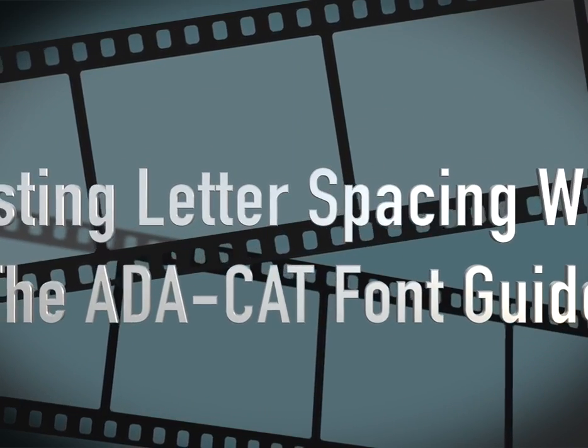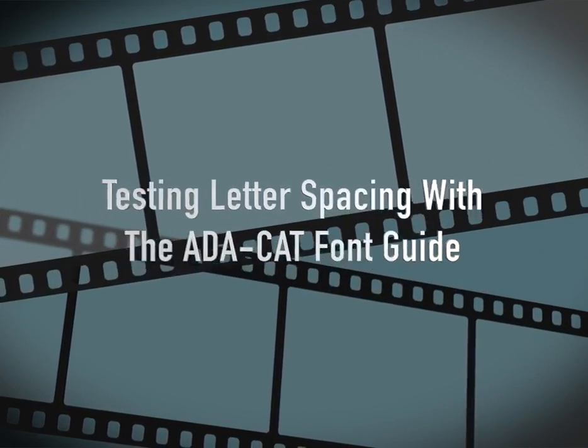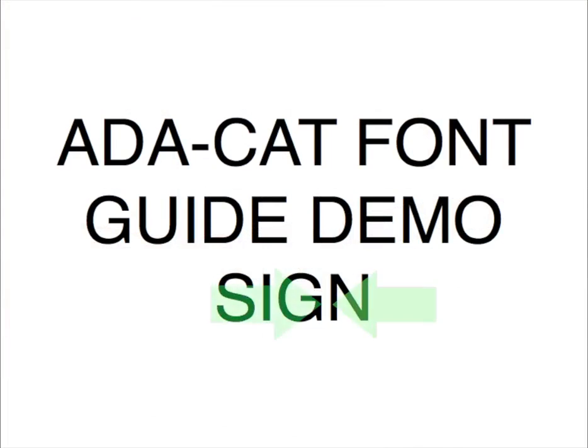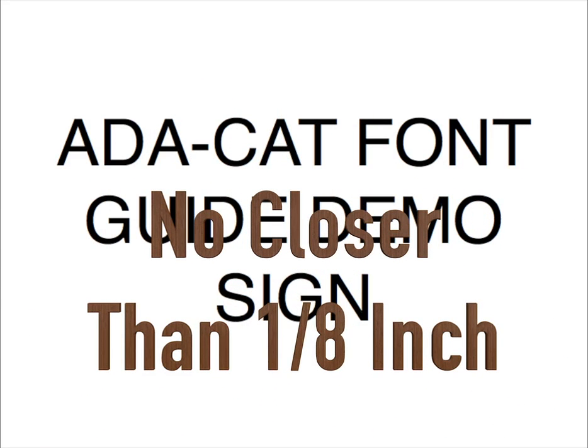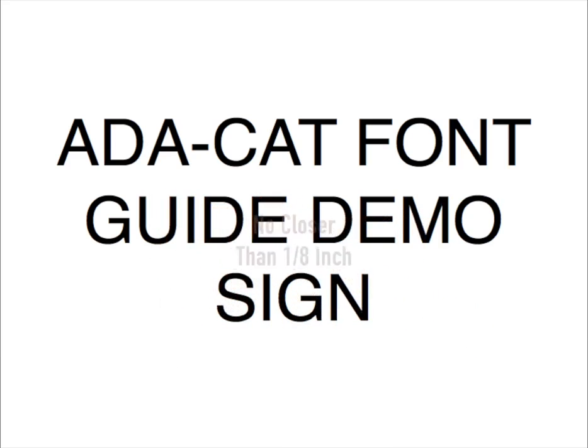Testing letter spacing with the ADA CAT font guide. The allowable letter spacing of ADA-compliant signs is determined in part by the limits of tactile sensation and in part by the ability of the mind to group tactile stimulation. If the letters of the sign are closer than 1/8 of an inch, some people will not be able to separate the letters by touch.